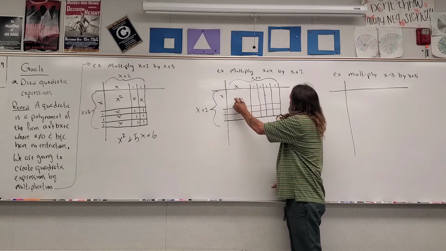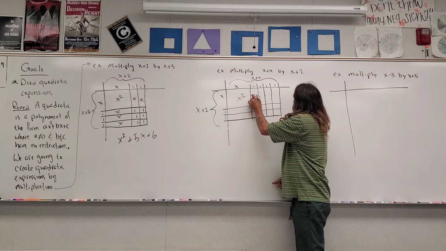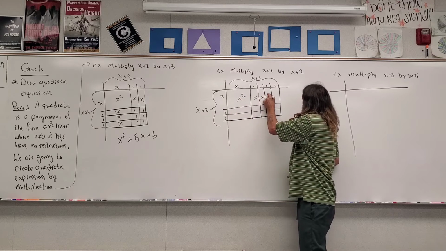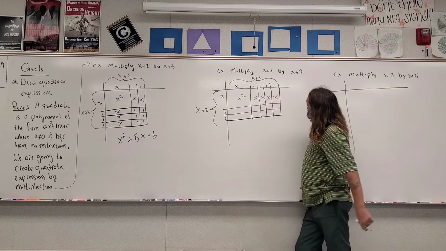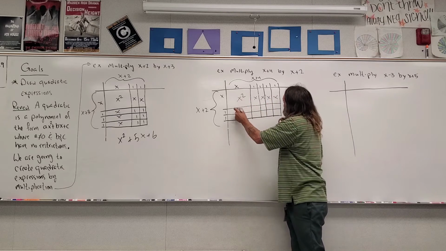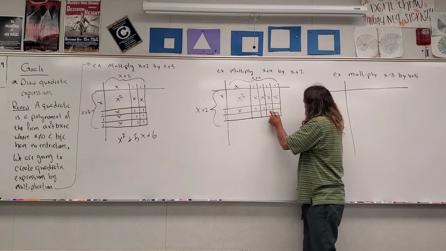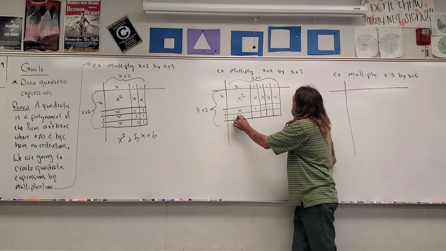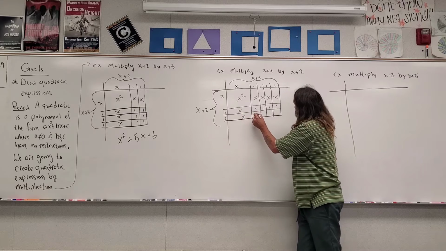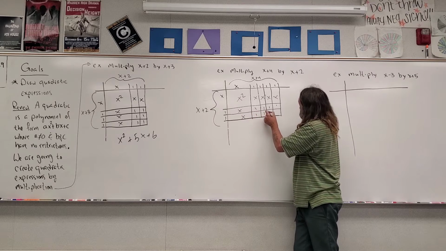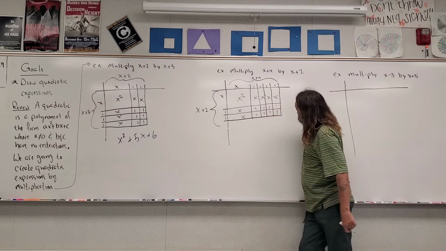Alright, so x and x gives me x squared, x and 1 gives me x, x and 1 gives me x, x and 1 gives me x. 1 and x gets me x, 1 and 1 gets me 1, and every other 1 and 1 gets me 1. 1 and x gets me x, 1 and 1 gets me 1, and again every 1 and 1 gets me 1.